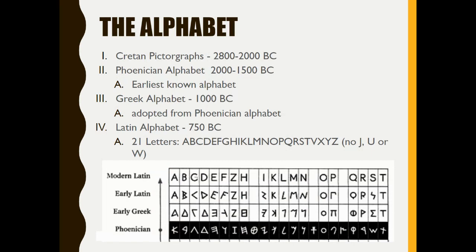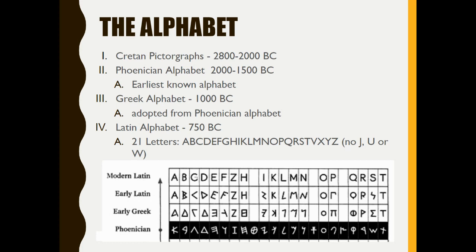And then we get into the alphabet, or what we commonly know today as the alphabet. So Greece and Rome is kind of where it started. And you can see by this little graphic down below there, we've got Cretan pictographs in 2800 BC and then Phoenician alphabet in 2000 BC. It's the earliest known alphabet. Then the Greek alphabet in 1000 BC, and then the Latin alphabet in 750 BC.